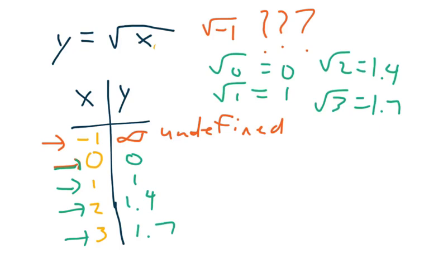So now we're ready to graph, guys. You could add more points. Like, for example, if we added 4, the square root of 4 is 2. Why don't we go ahead and do that? And now we're ready to graph.